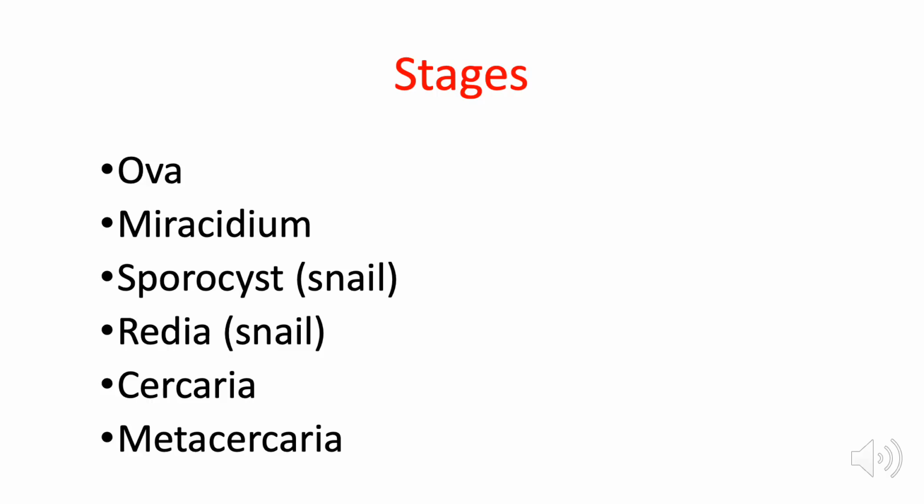All of these stages are present in a typical parasitic trematode, while two of them are not seen in schistosoma. You already know one of them, and that's the metacercaria. So we will know later on what other stage is also absent in schistosoma.